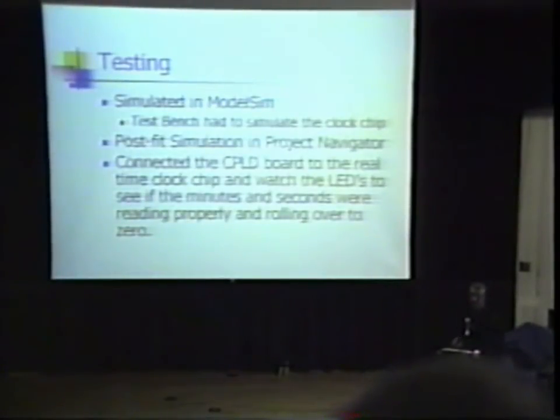The difference between the two simulations is that the ModelSim simulation just tests to see if the code works. The post-fit simulation tests to see if the code will work on the CPLD chip. The last test was to connect the CPLD board to the real-time clock chip and run the program. The LEDs were then viewed on the CPLD board to see if the seconds and minutes were counting the right time and rolling over once they reached 59.